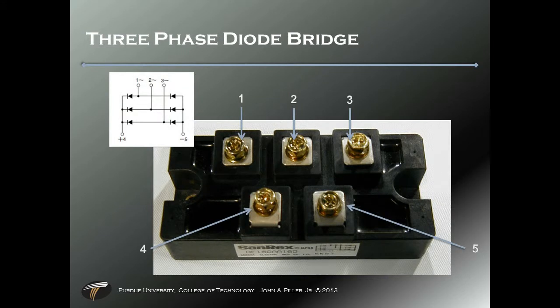This is a 3-phase bridge rectifier. We can build a 3-phase system with individual diodes or a single device like this. The 3-phase input goes in points 1, 2, and 3. 4 and 5 output the DC. Obviously a little more compact and a little simpler to lay out.